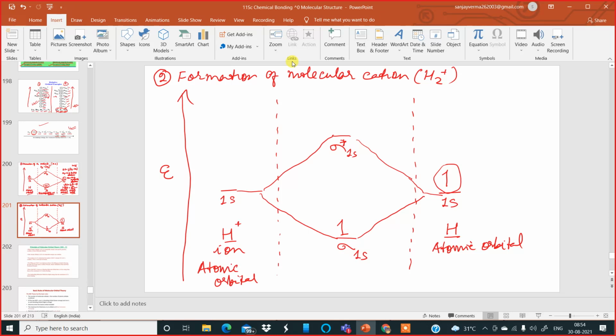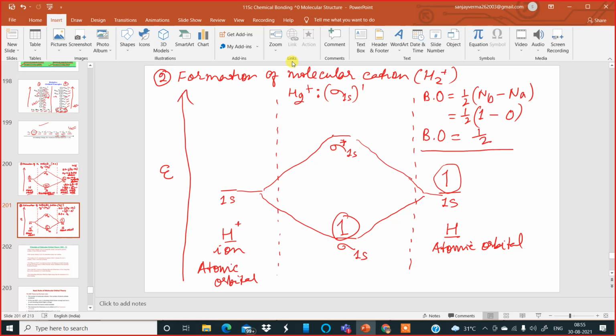Now, this hydrogen molecular cation can be represented this way. H2 plus, colon over here, sigma 1s containing one electron only. And now immediately we'll calculate the bond order. Bond order is half (Nb minus Na). Number of bonding electrons is only 1, so 1 minus 0. So I am getting the value of bond order as simply half.